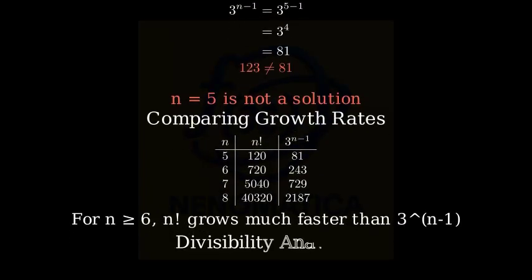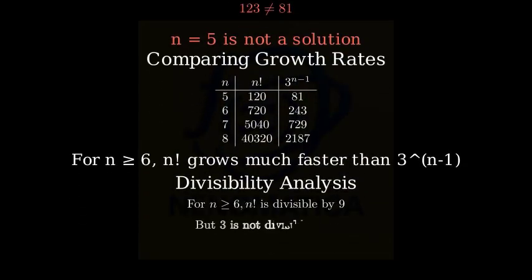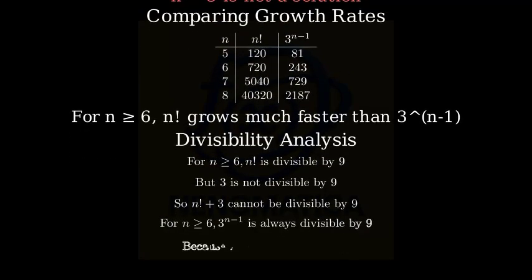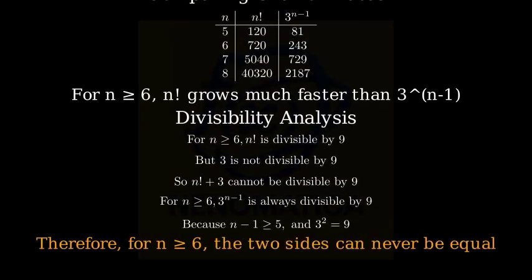For n greater than or equal to 6, n factorial is divisible by 9, but 3 is not divisible by 9. So n factorial plus 3 cannot be divisible by 9. However, for n greater than or equal to 6, 3 raised to the power of n minus 1 is always divisible by 9 because n minus 1 is at least 5, and 3 to the power of 2 equals 9. Therefore, for n greater than or equal to 6, the left side of our equation is never divisible by 9, while the right side always is, so they can never be equal.